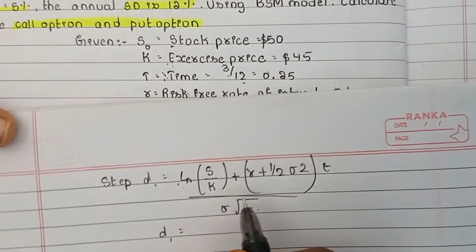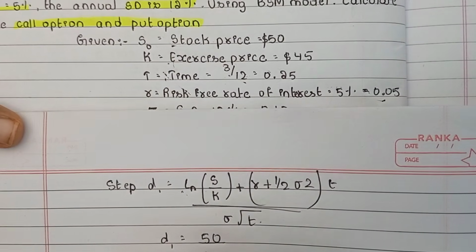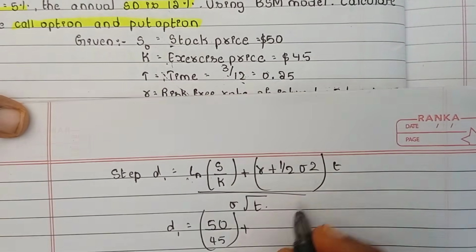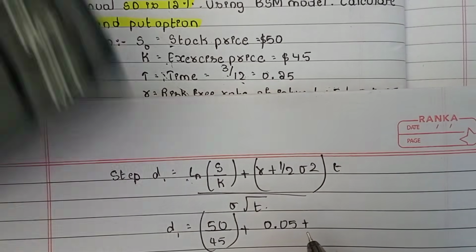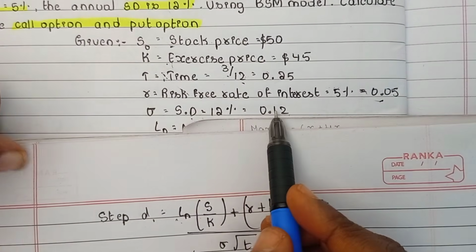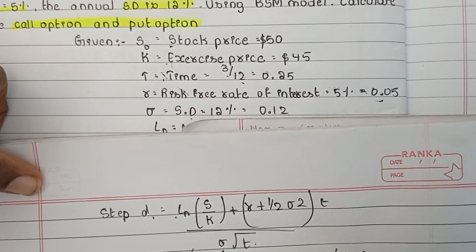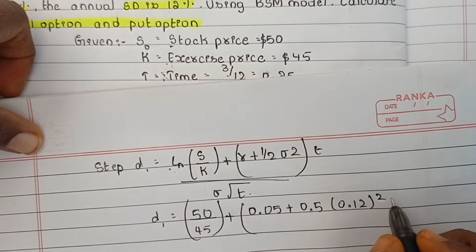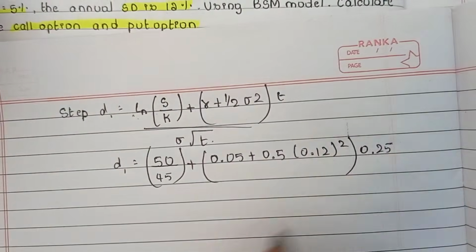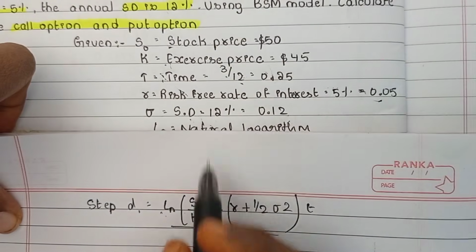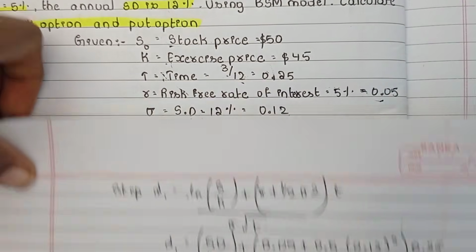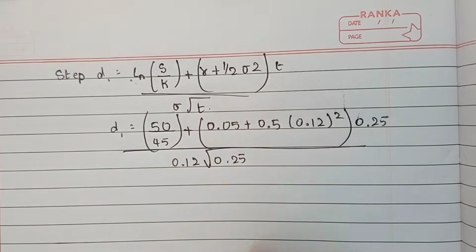So d1 is equals to S value is 50 divided by K value is 45 plus R value, that is risk free rate of interest, which we have simplified, that is 0.05 plus 1 divided by 2. 1 divided by 2 is 0.5, we have put that. Next, standard deviation is 0.12 whole square. We have to multiply this with T, that is T value 0.25, divided by standard deviation value 0.12 into T value 0.25. So we have put all the values.